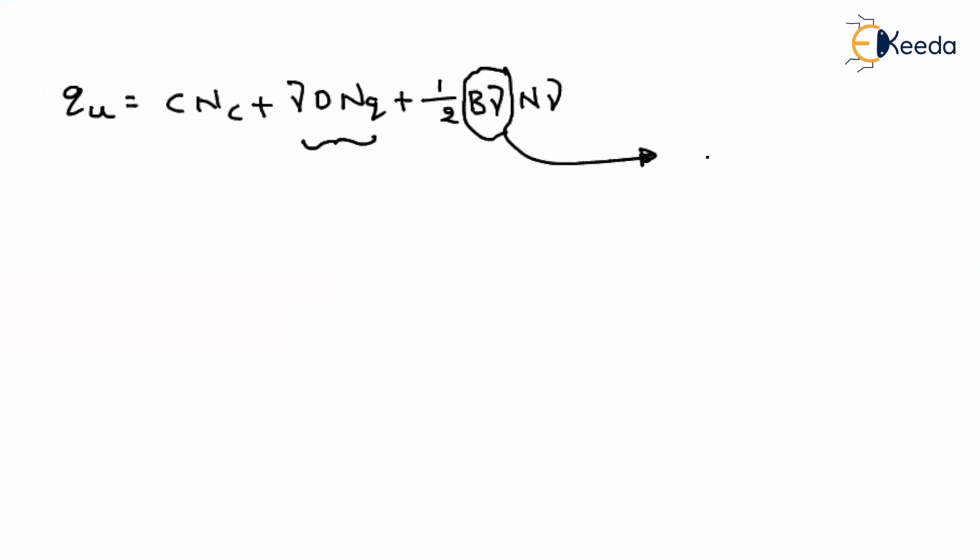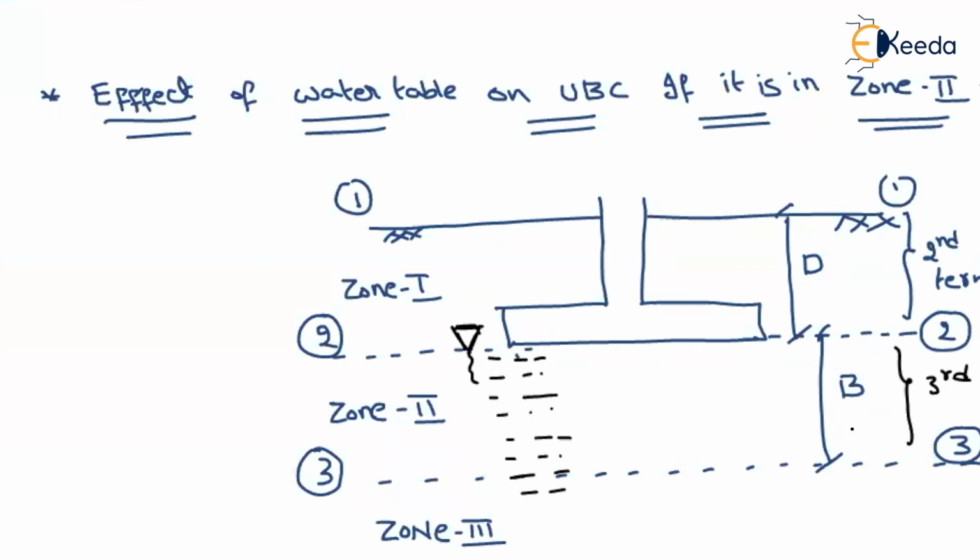I am drawing it in enlarged shape. What is this term? B into gamma. Now, if you see here, the water table is there throughout the depth. This water table is there throughout the complete depth, of magnitude B. That means throughout this entire depth B, your water table is there. So in this complete portion, you have to take the effective parameter.